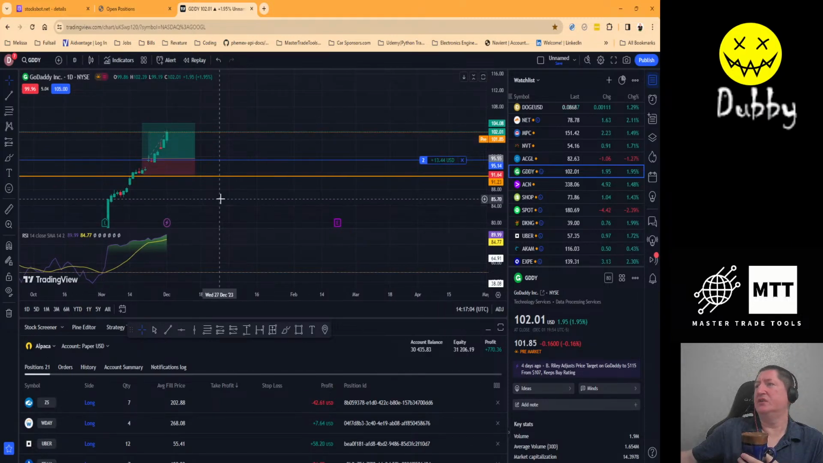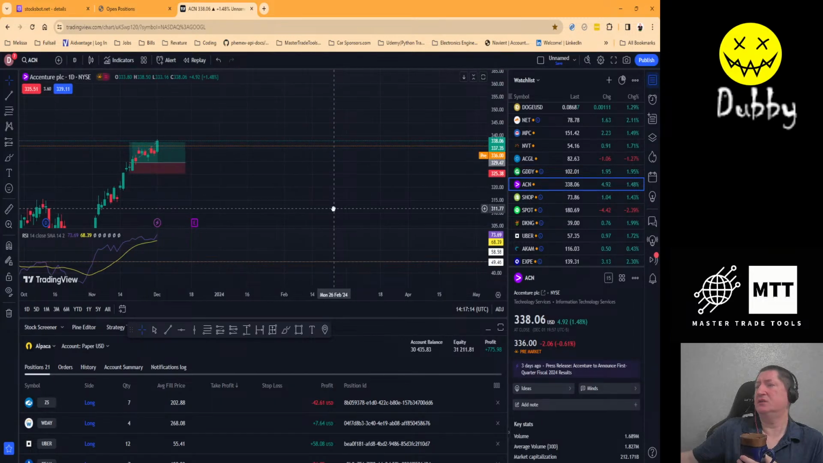GoDaddy, we're still in the green. Looks like we're getting closer to our take profit point. Currently at a profit of $13 on that one. This one we took profit. No, I think, are we still in on Accenture? I don't know if we're still in on ACN.